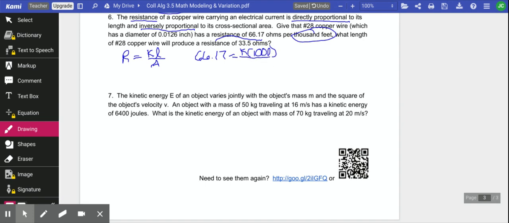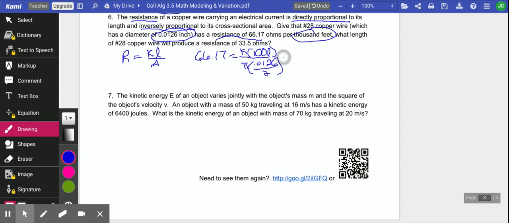And then we have the area. This is the cross-sectional area of the wire. So area is pi r squared. Our diameter is that. So we need to cut that in half to get our radius. Well, I could just write it this way. We can do it in our calculator later. So we're going to take 0.0126 and divide it by 2, and then we'll square that.